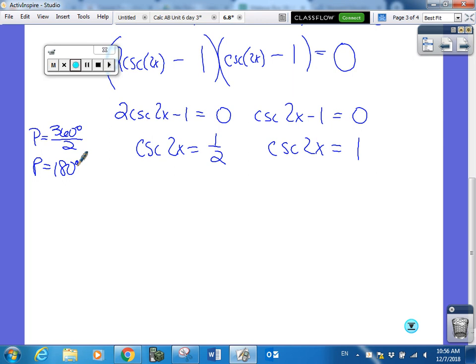write general solutions. Now remember, if you don't like cosecant, you like sine better, take the reciprocal of the left equals the reciprocal of the right. Can that happen? No. So we're done. We get no solutions from that one.